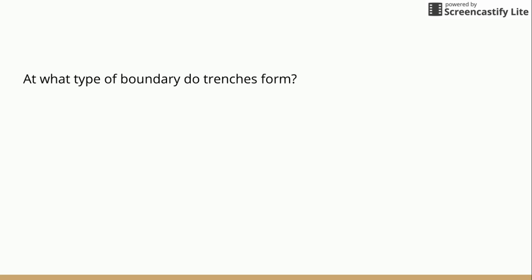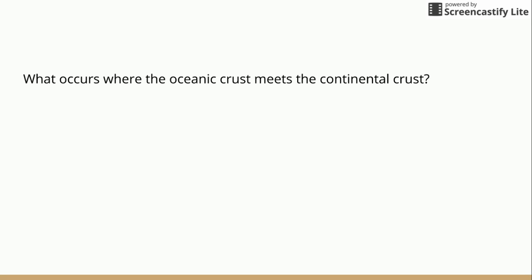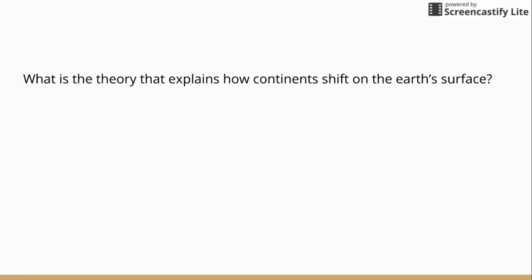And at what type of boundary do trenches form? What occurs where oceanic crust meets the continental crust? What is the theory that explains how continents shift on the Earth's surface?